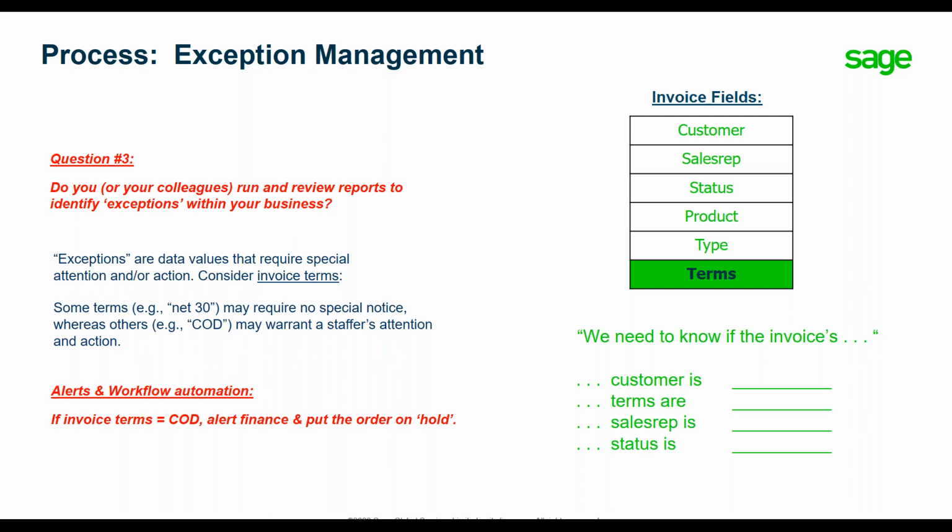So if we need to know something, let's have the software generate that information that's coming out of Sage and have it delivered to you so you can make intelligent decisions if something's changed. If we need to know the customer has changed, the terms have changed, the sales rep has changed, the status has changed, anything that's changed within the order, within the process, let's have that information sent to the appropriate person.